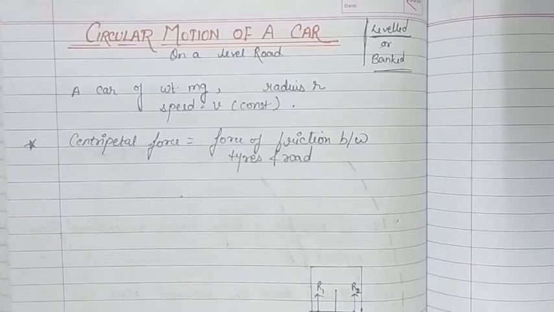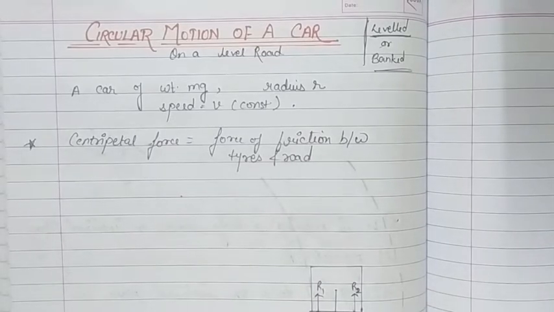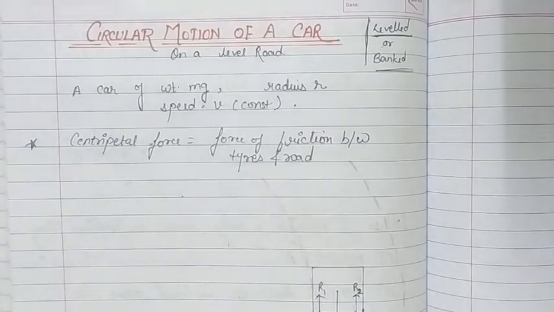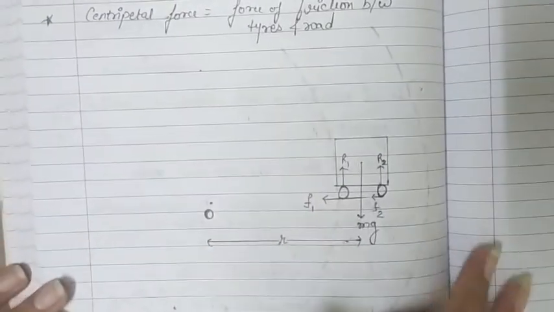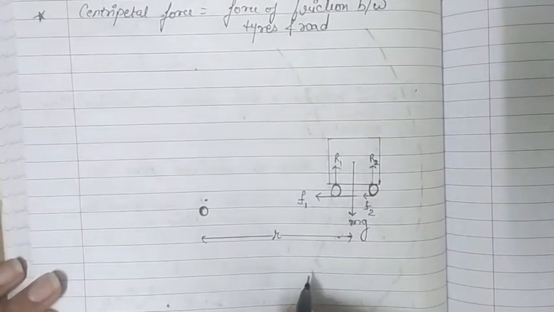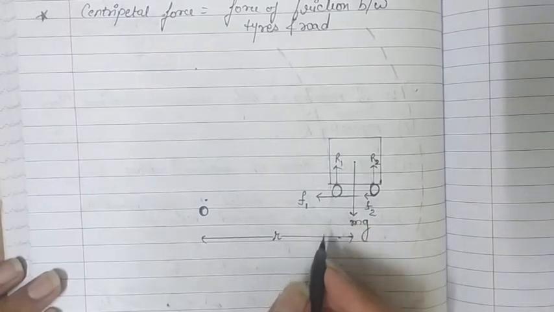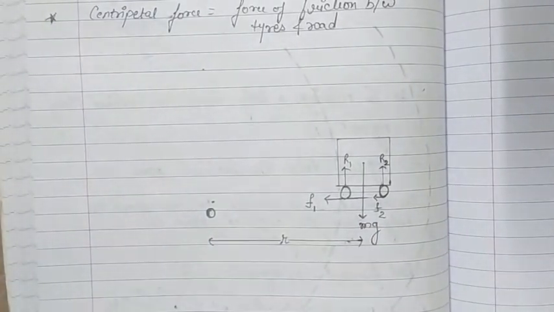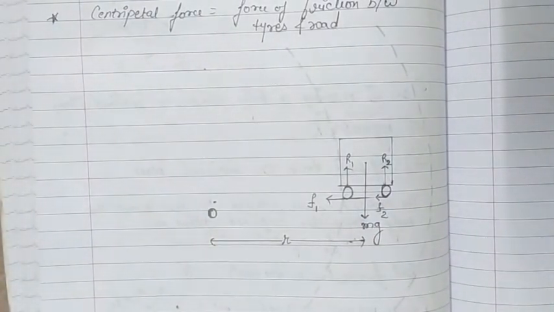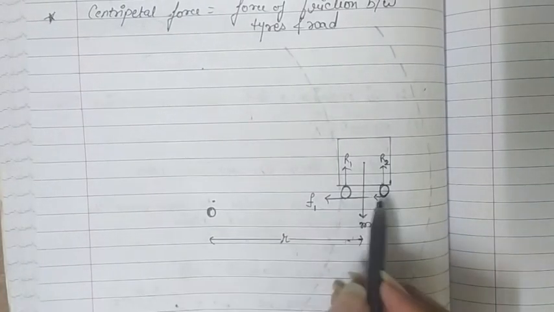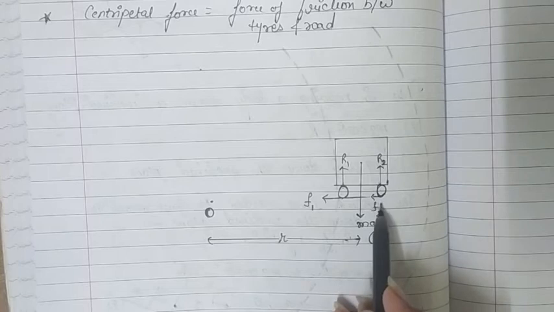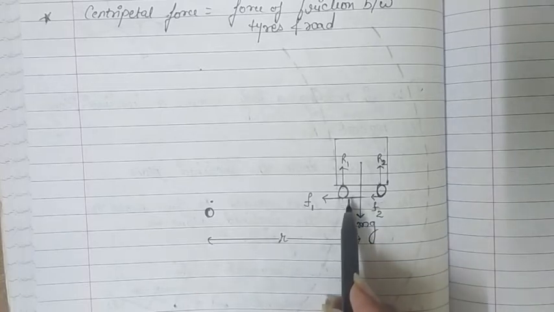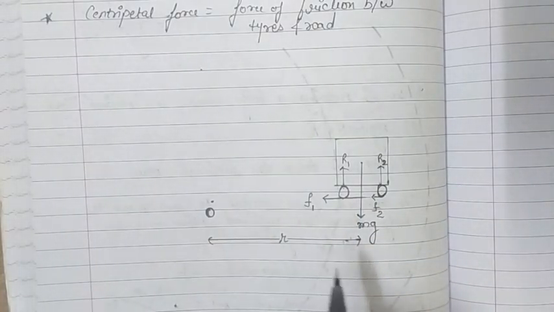Now when the car is taking a turn, the tires of the car tend to leave the road and go away from the center of the curve. While moving, the tendency of these tires is to go away from the center of the curve, and because of that the forces of friction F1 and F2 on these tires, between these contact surfaces, act towards the center or inwards.